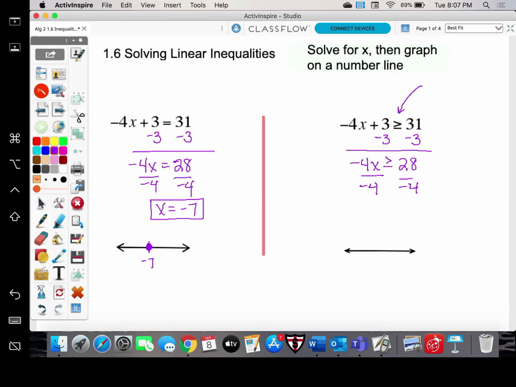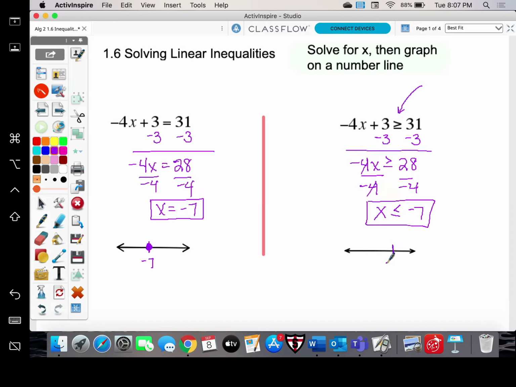But remember from Algebra 1, which was so very long ago, when you multiply or divide by a negative number, we have to flip the inequality symbol. So we're going to have x, flip the sign, less than or equal to negative 7. And then that's our solution. It's a whole range of numbers. Anything less than negative 7 works.